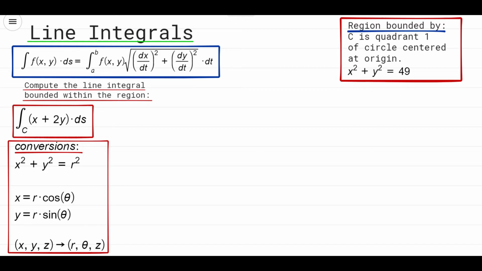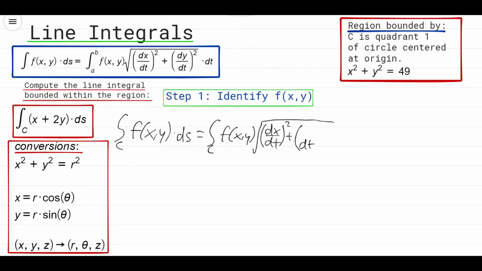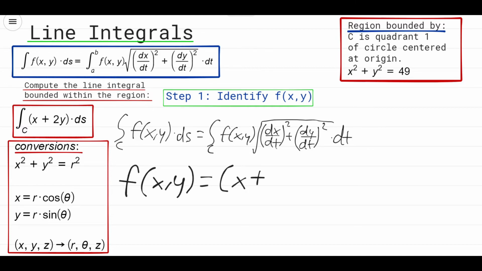So the first thing we're going to do for step 1 is we have all these variables for our line integral, so we're going to try to find each one of them. The first thing we're going to do is identify our f of x,y. So f of x,y is in this formula right here, f of x,y times ds of a parameterized curve C, which is equal to the square root of dx over dt squared plus dy over dt squared times dt. And our f of x,y is simply equal to x plus 2y.